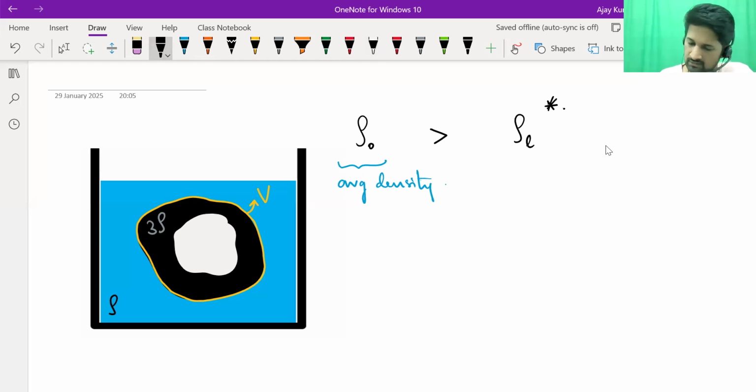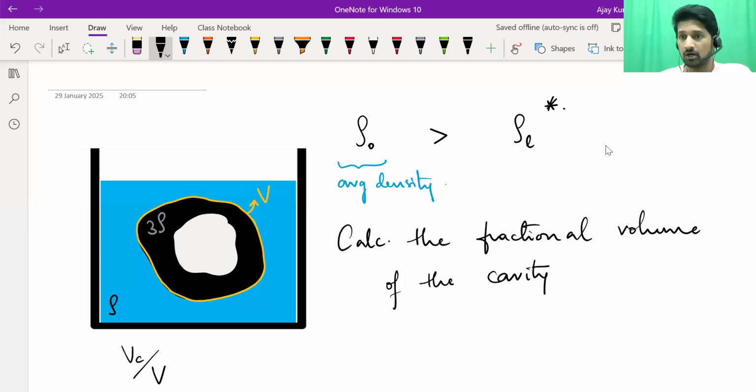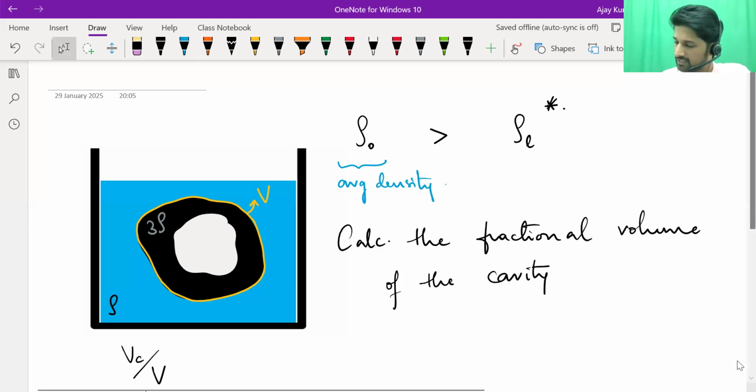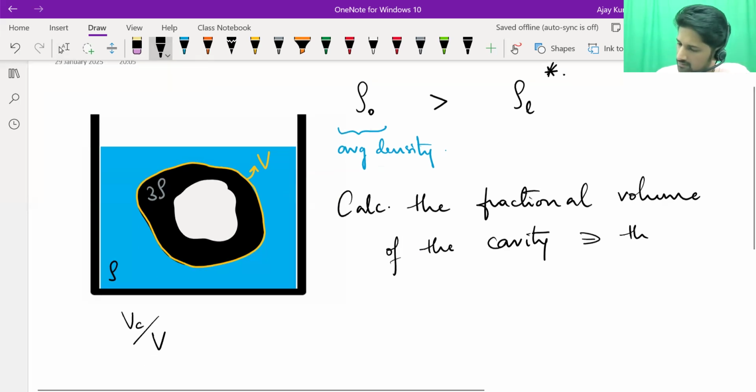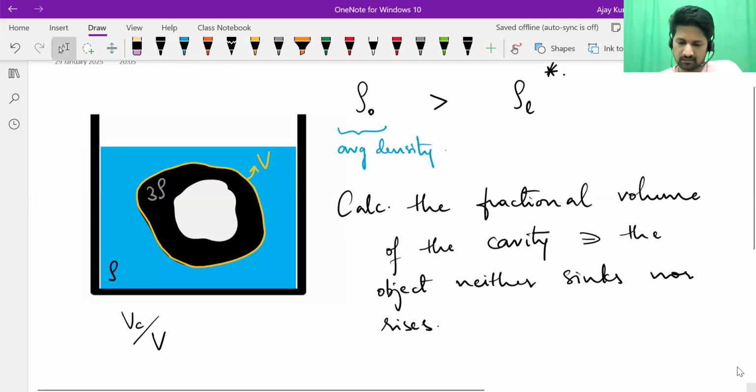So what I want you all to find out is, if material density is 3 rho and liquid density is rho, calculate the fractional volume of the cavity. What do we mean by fractional volume of the cavity? Volume of cavity divided by total volume. That is, how much fraction of the total volume is the cavity. Calculate the fractional volume of the cavity such that the object neither sinks nor rises. I think that will be better. So if you release it inside the liquid, it has to stay there itself. Think carefully and solve this. I'll give you all 3 minutes.